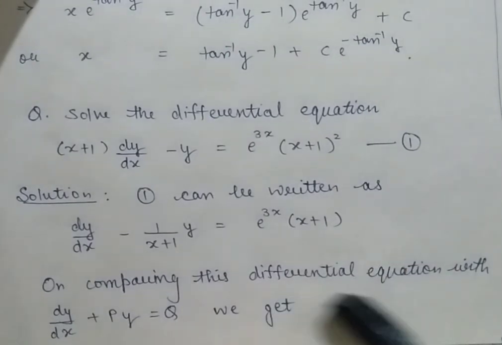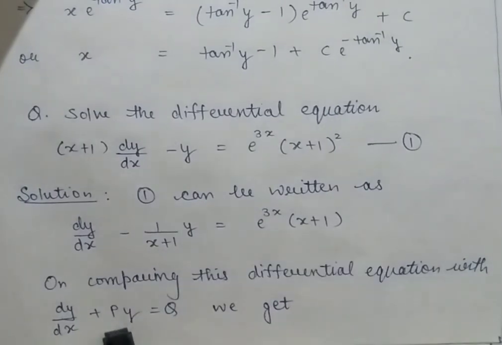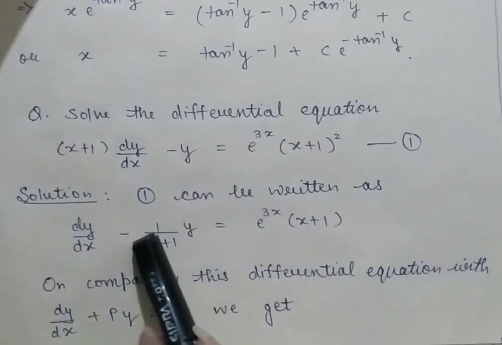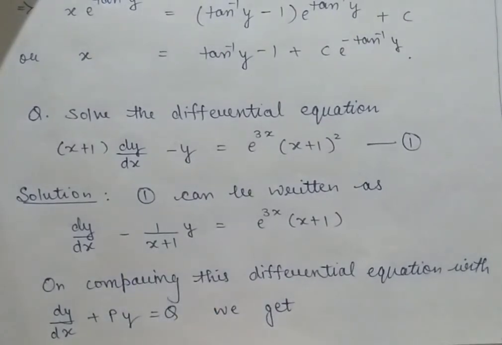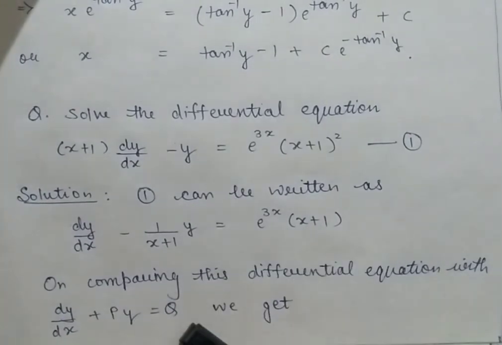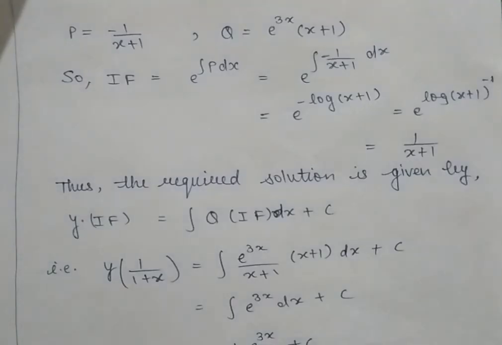Now we can compare this equation with dy by dx plus py equal to q, where p and q are functions of x only. So we will have p as minus 1 upon x plus 1. The equation is of the form plus py, so we must have plus, so the minus will be taken with the p. So p is minus 1 upon x plus 1 and q is e raised to the power 3x into x plus 1, and these are functions of x only. Now to find the solution, we will first find the integrating factor.